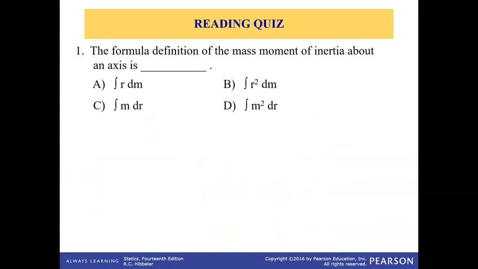The formula to calculate the mass moment of inertia about an axis is r squared dm. If we have a small mass dm, which is located at distance r from the axis, and we would like to calculate the mass moment of inertia of this shape about this axis, then it's r squared dm, where distance r is measured in meters and mass in kilograms, so its unit is kilogram meter square or slug foot square.